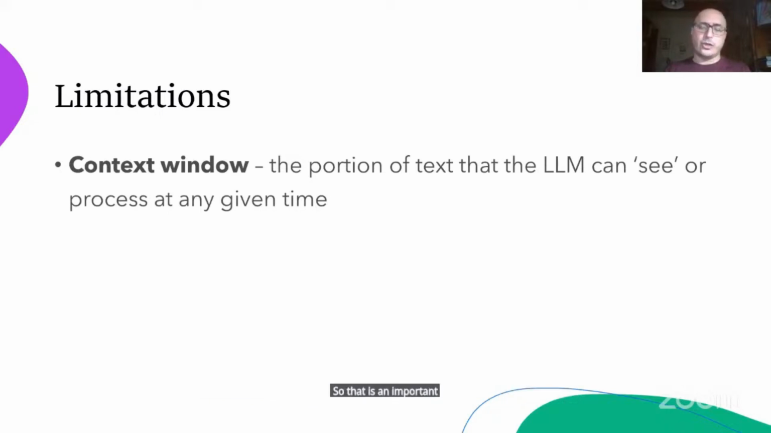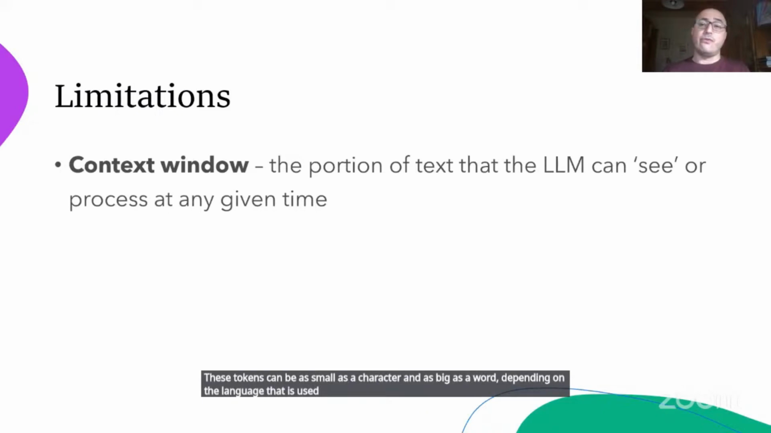The context window is most often measured in tokens. These tokens can be as small as a character and as big as a word, depending on the language that is used, depending also on the format in which we feed information into the model.